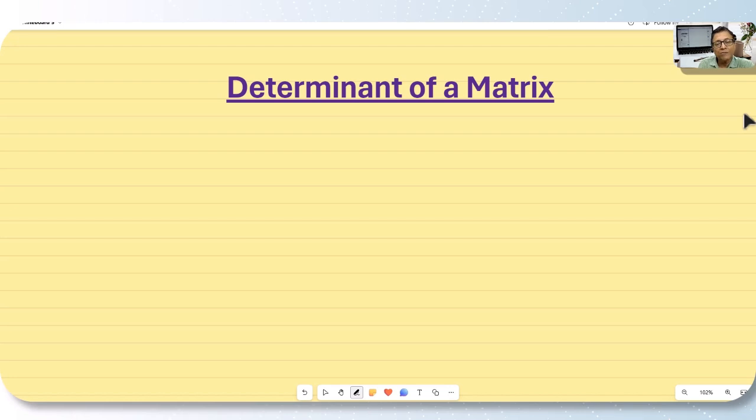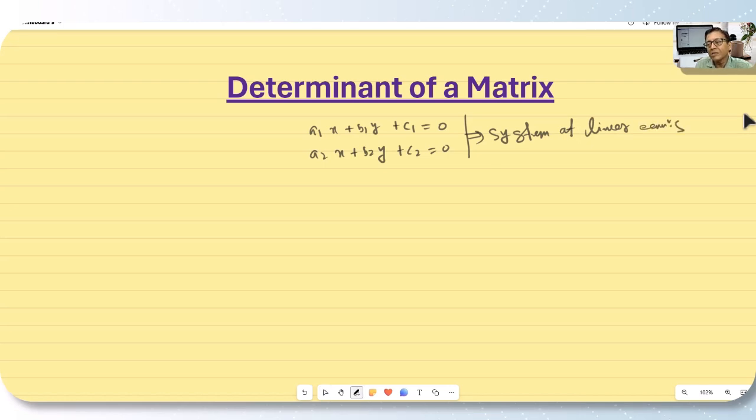Let us start with this example first. Let us take a system of linear equations in two variables: a1x + b1y + c1 = 0, and a2x + b2y + c2 = 0. This is a system of linear equations in two variables x and y.